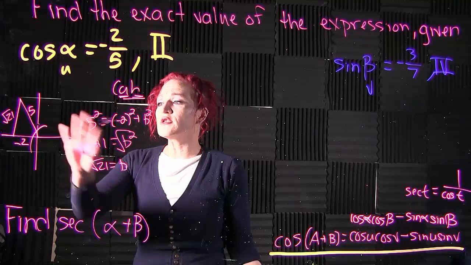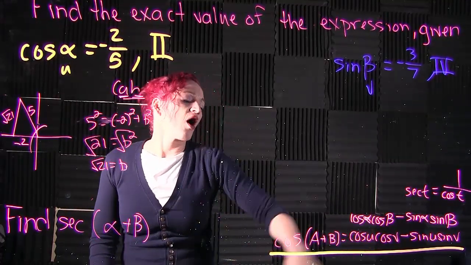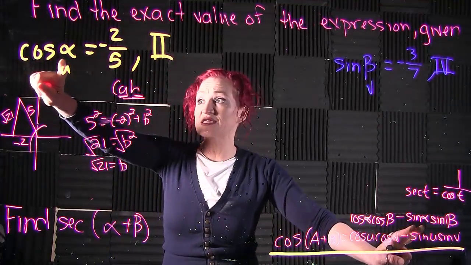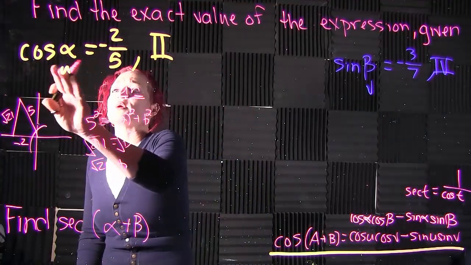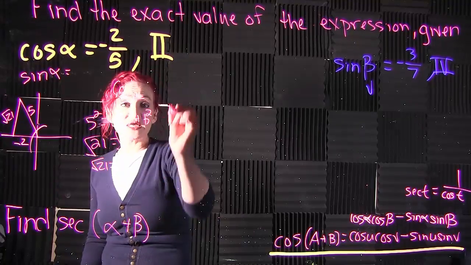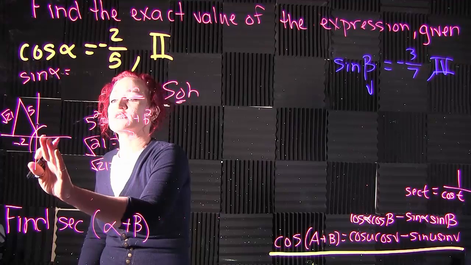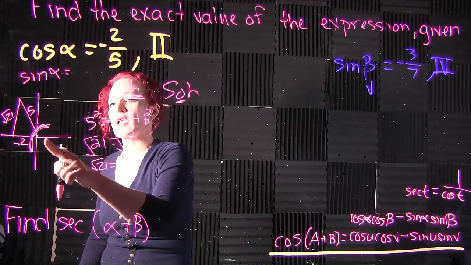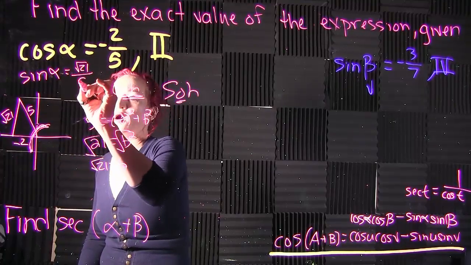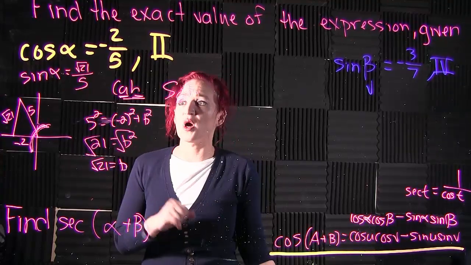We need this triangle because in order to plug into our formula, we not only need cosine of alpha, but we need sine of alpha. Sine is opposite over hypotenuse. In reference to our angle, the opposite is over here, the square root of 21, over our hypotenuse, which is 5. So we have sine alpha as the square root of 21 over 5.